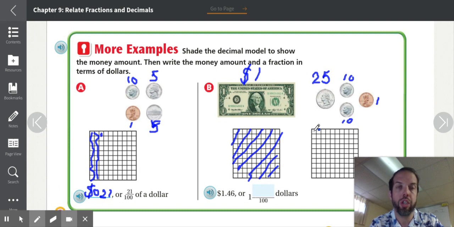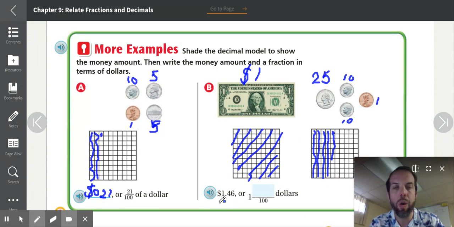All right, so let's shade that in. So I'm going for 46. So this is 10. There's 20. There's 30. And there's 40. And what did we say? 46, right? 25, 35, 45, 46. So I want 6 more. 1, 2, 3, 4, 5, 6. All right. So now I have my 1 whole and 46 hundredths.